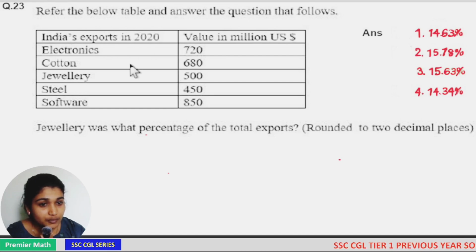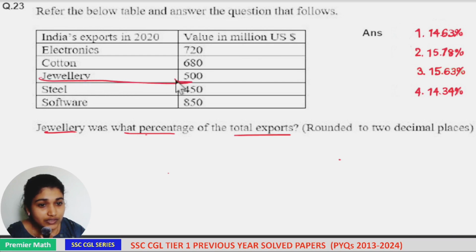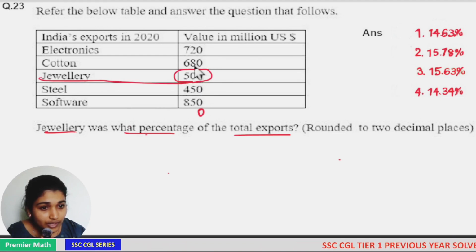Here India's export in 2020 is given. Jewelry was what percentage of total export? Here jewelry is 500 in million. Then total export is equal to, add this: 0, 8 plus 2, 10, 10 plus 10, 20. So 2 plus 8, 10, 10 plus 9, 19, 19 plus 6 is equal to 25, 25 plus 7 is 32.